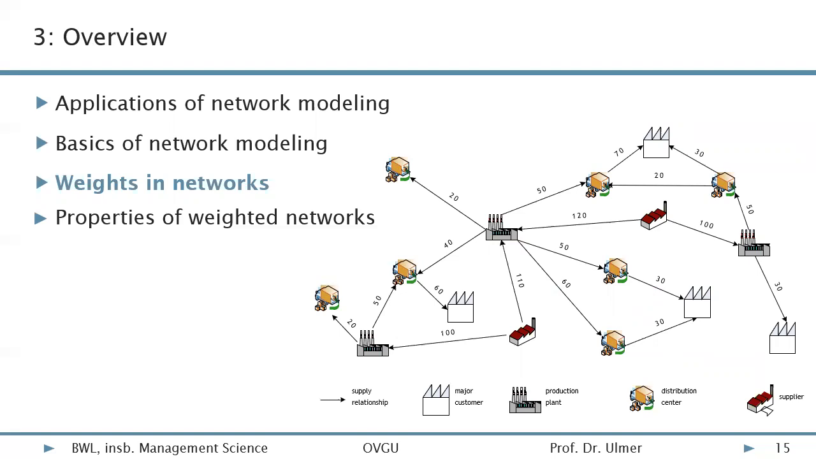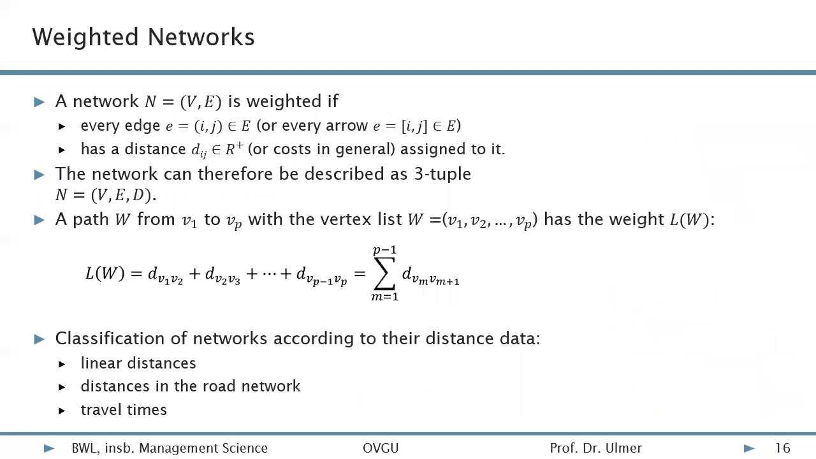Okay, weights in networks. So we had a network with vertices and edges. And now we can add a weight to every edge, or every arrow. This is often called a distance, d_ij, and here it's in R+, so in the positive real values, but it doesn't need to be. In street networks, distances are usually positive. If I travel from here to there, I travel a positive amount of time or distance. But in other more abstract networks, this could also be negative.